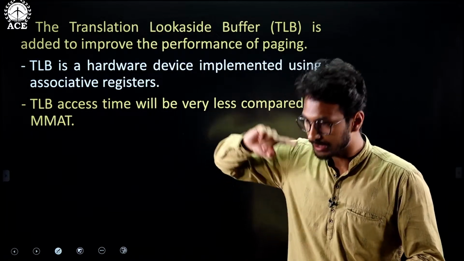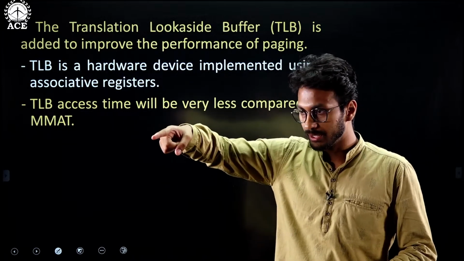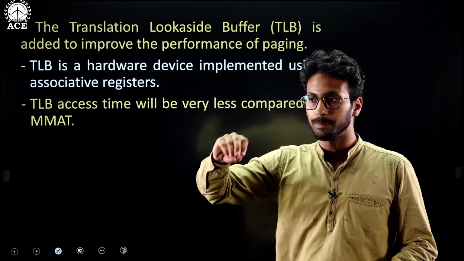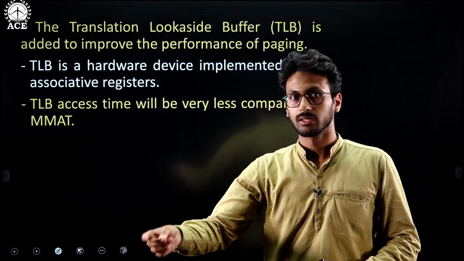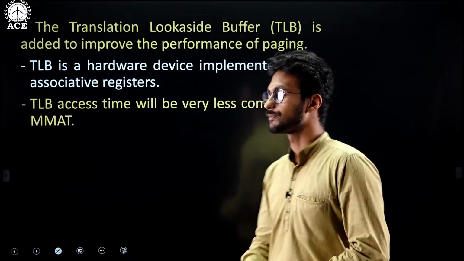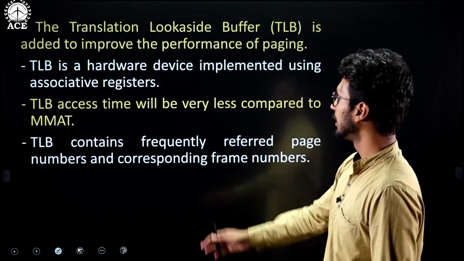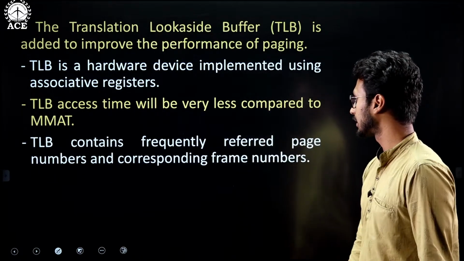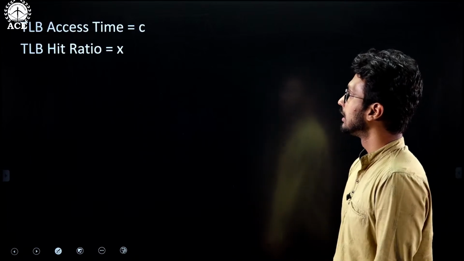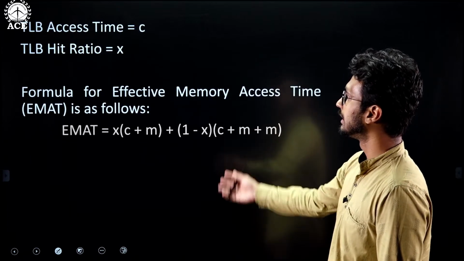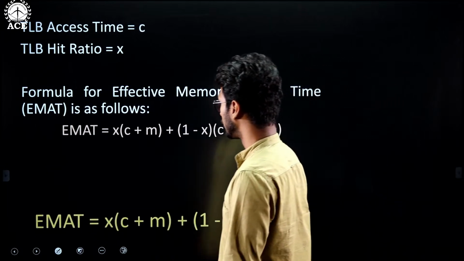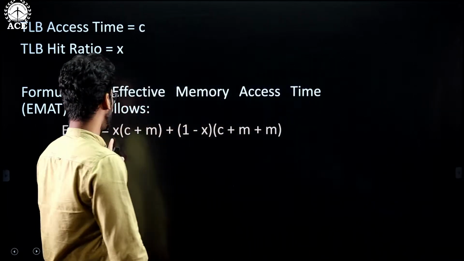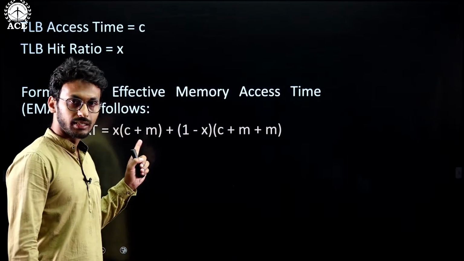That is why we'll be accessing TLB first. First access TLB. Then if that page is present, directly access that particular page. If not, access page table. From that page table, go to memory. TLB contains frequently referred page numbers and corresponding frame numbers. TLB access time C, TLB hit ratio X, then the formula of effective memory access time EMAT is as follows. So this is the formula. X, what is X? TLB hit ratio.